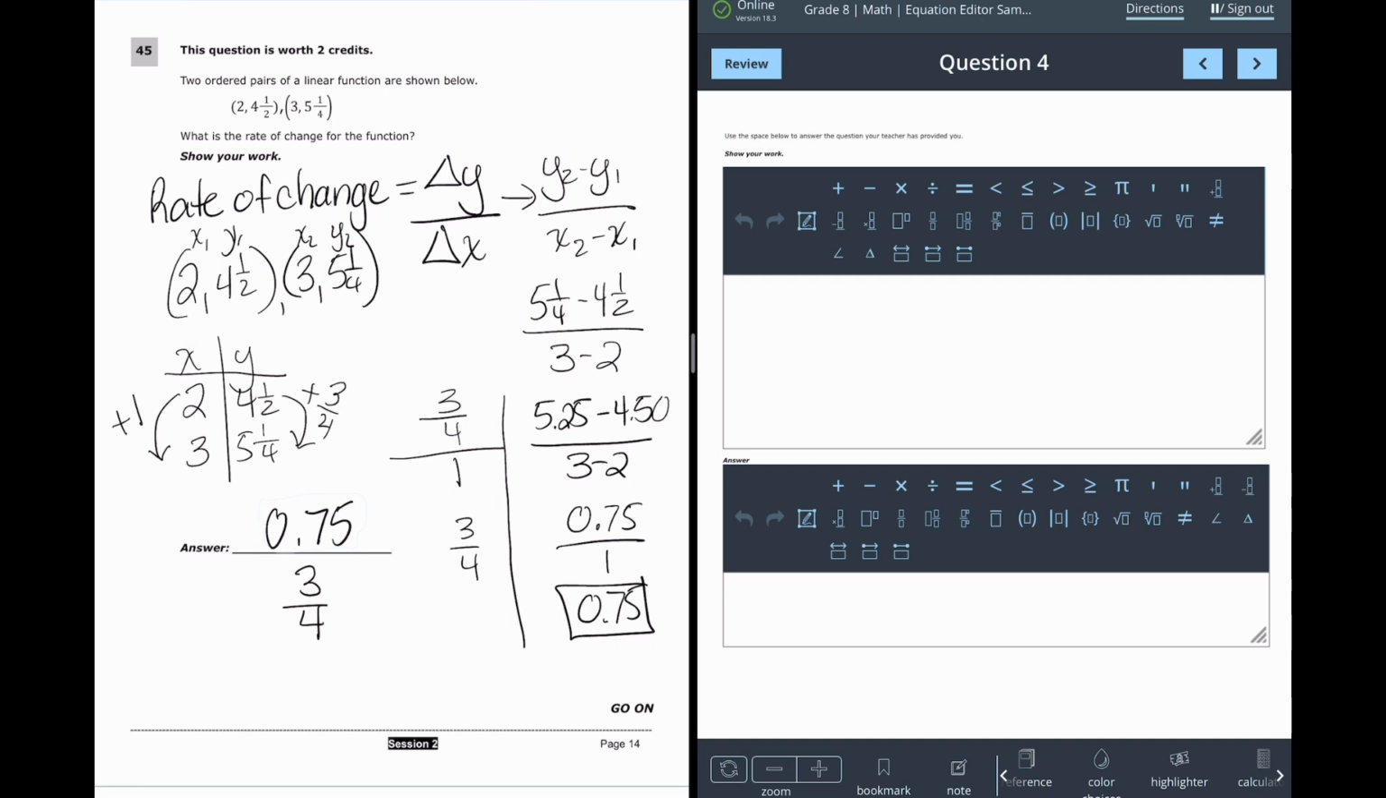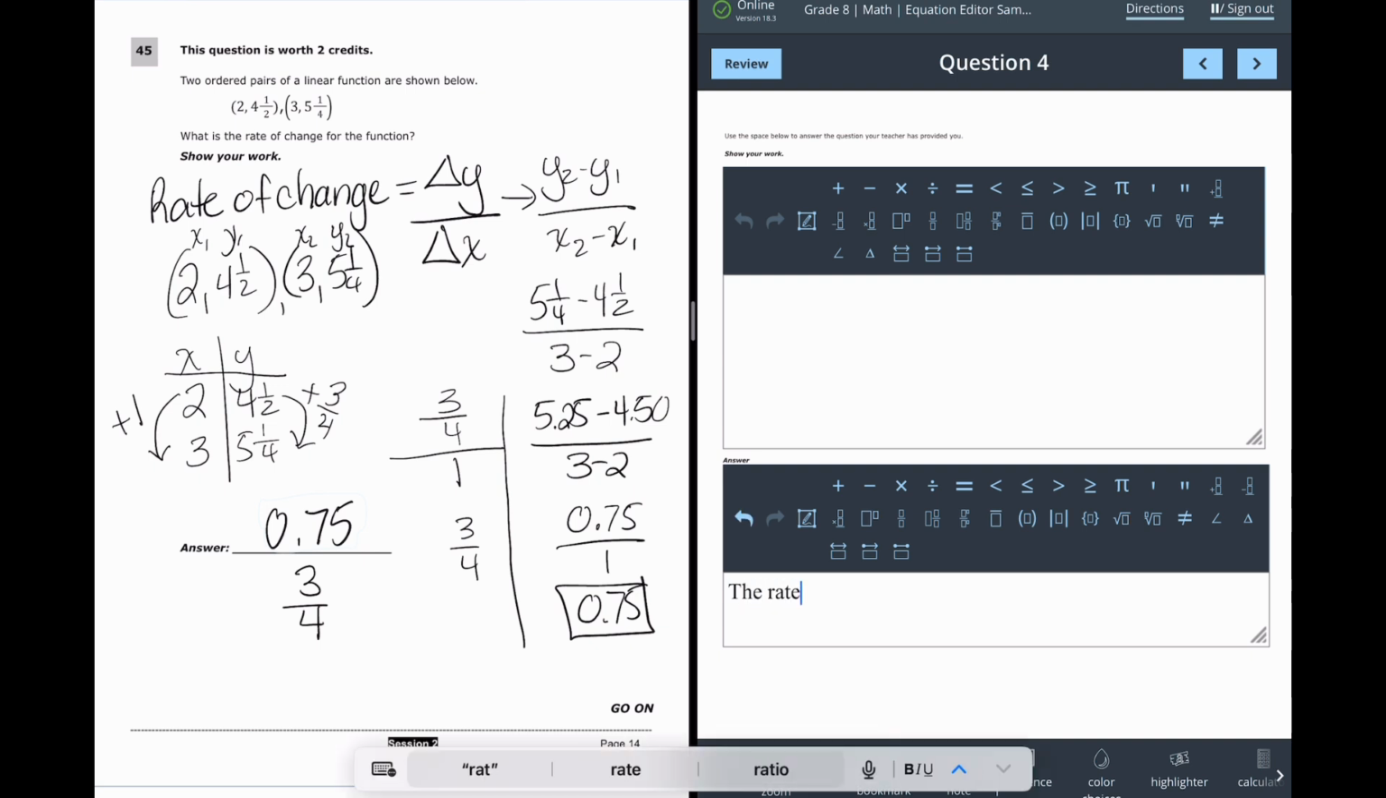And that's all I did. I went from 2 to 3, so I added 1. And how do I get from 4 1/2 to 5 1/4? Well, if I add a half, that's 5, plus another quarter, that's 3/4. And then I would just represent it like this, 3/4 over 1. But do whatever makes the most sense to you. I'm giving you different ways you can approach it, but choose the one that works best for you.